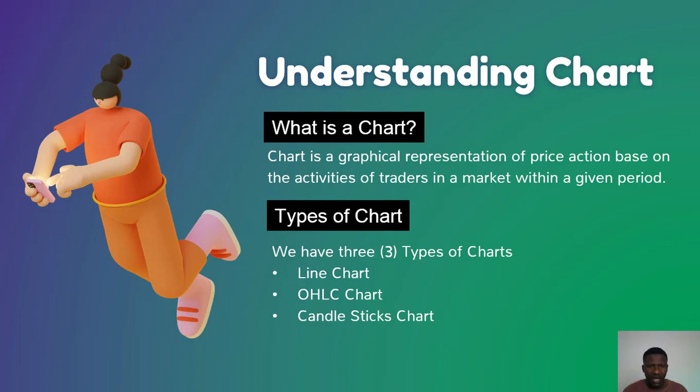Now, we have types of charts. We have three main types of chart. There are, I think, over 5 types of chart, but we are going to be looking at 3 key types, which are the line chart, the OHLC chart, which is open, high, low, and close. That's the meaning of OHLC. And the candlestick chart, which is the most used and known chart among traders. So let's practically consider these three types of charts.